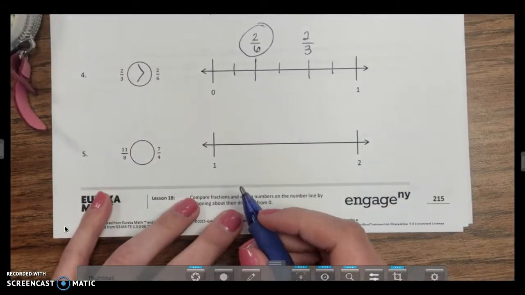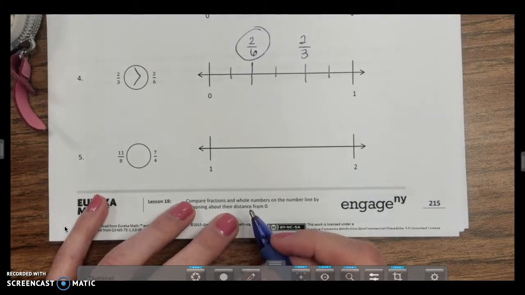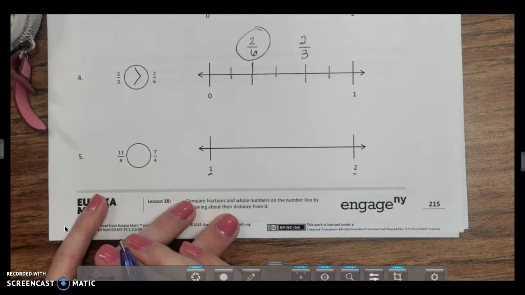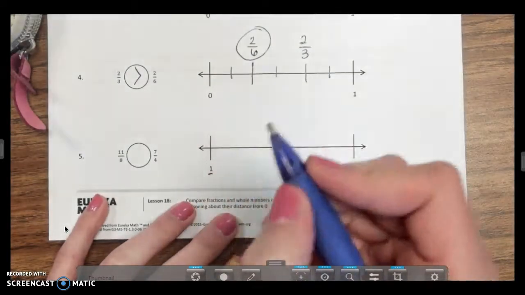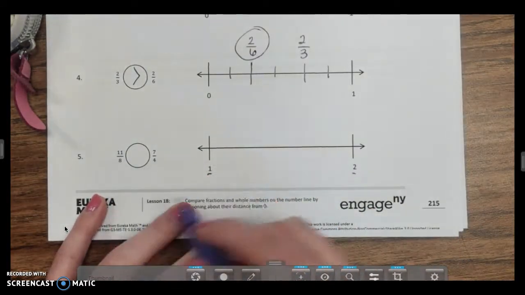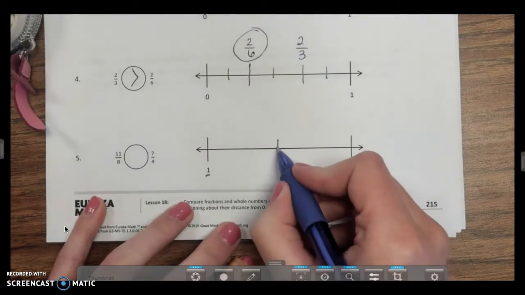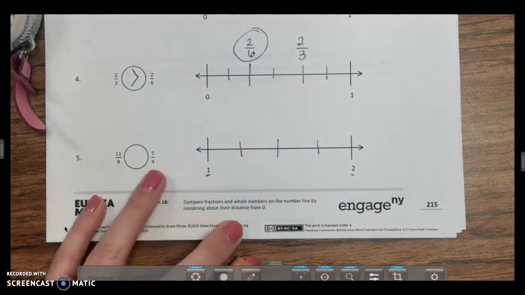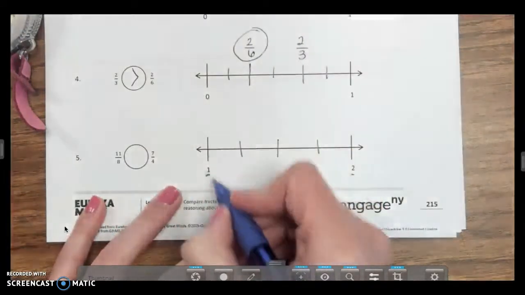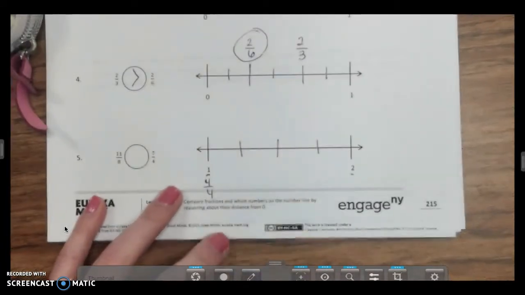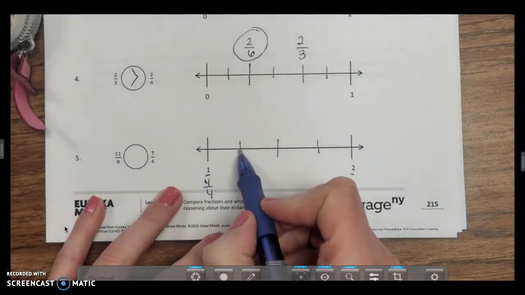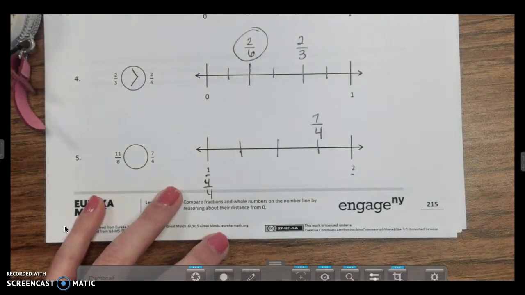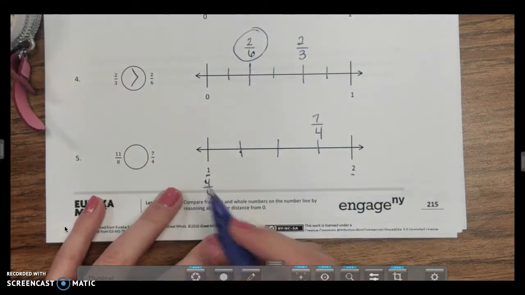Number 5, I have 11/8 and 7/4. Notice our number line goes from 1 to 2 this time, not 0 to 1. I'm going to split it into fourths first. I like to split it into the smaller one first. So there's my fourths. 7/4. So this would be 4/4 down here. This one would be 4/4. So this is 5/4, 6/4, 7/4. Now notice I need to plot 11/8.